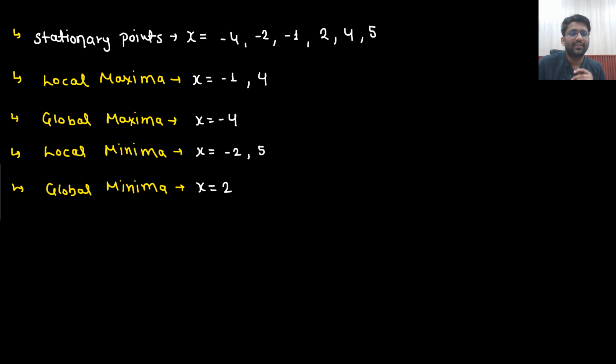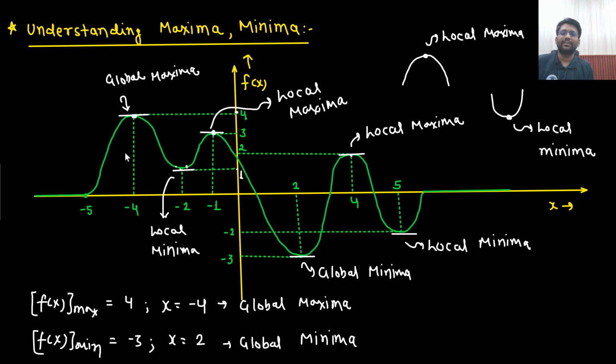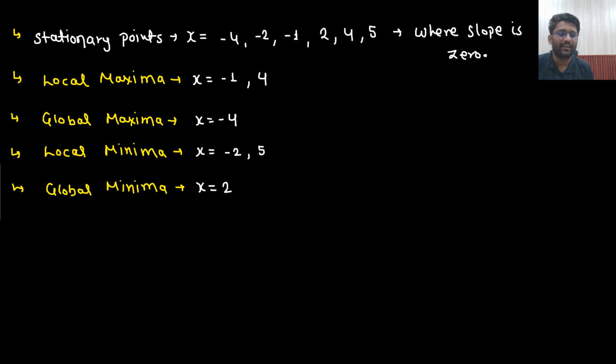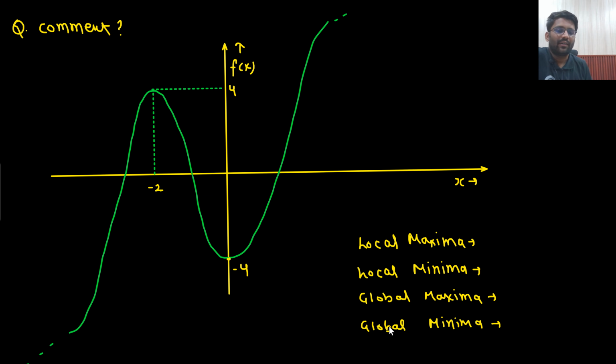There is another term that is used, critical point, that is something different. All the points where slope is 0. Is that clear to you? So is the concept of global maxima, local maxima, local minima clear? Everything is clear, right? Comment: what is the value of x at which local maxima is occurring? So basically you need to tell all the points.